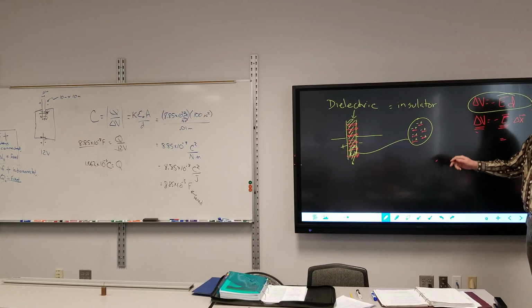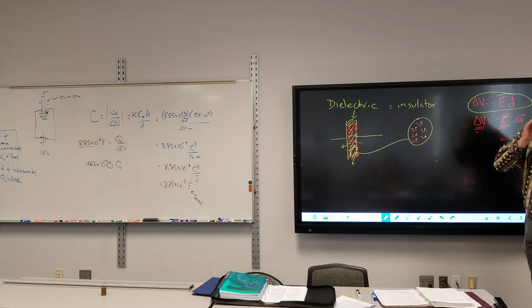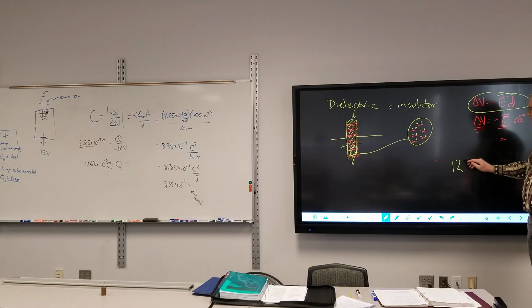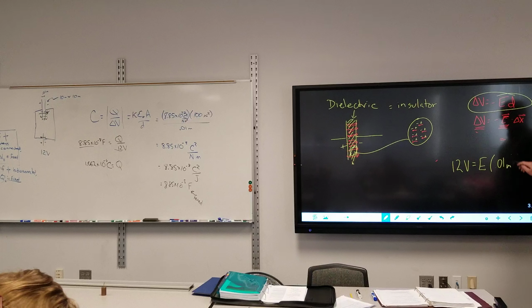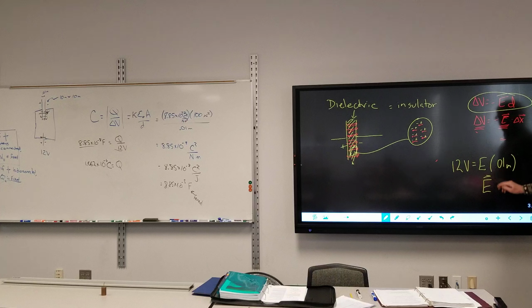Well, what's the voltage between the plates? That's going to be equal to E times, what's the distance between the plates? 0.01 meters. So my electric field strength, doing the fancy math there, 1200 what?